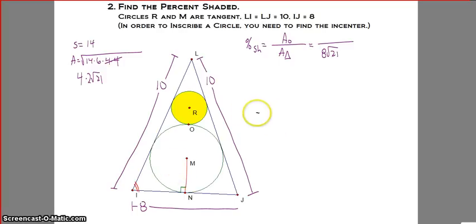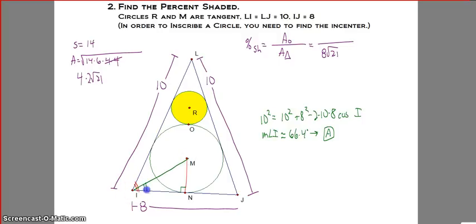So in this triangle, measurement of angle I, we're going to use law of cosines. 10 squared equals 10 squared plus 8 squared minus 2 times 10 times 8 cosine of angle I. And using the law of cosines, we get measure of angle I is approximately 66.4 degrees, and we'll store that as letter A. Now that we know that, we can divide that by 2, and that will give us the measurement of this angle.